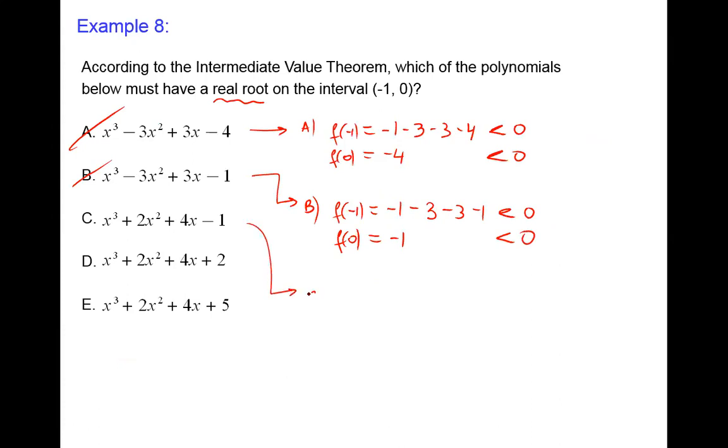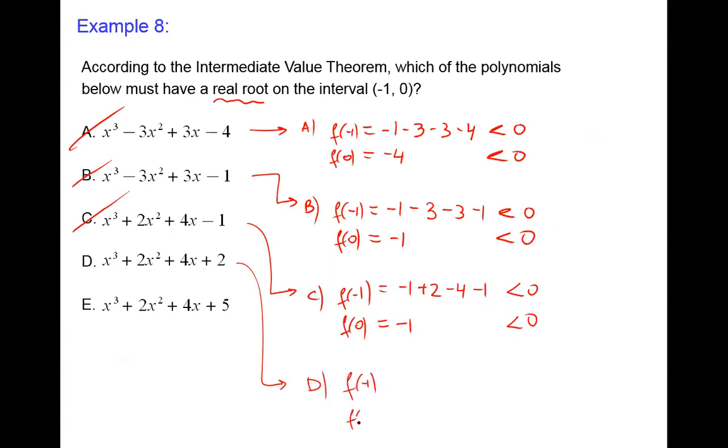Okay, let's check C. F of -1, f of 0. 0 is nice and easy. Okay, -1, +2, -4, -1. I think it's still negative. Oh no. Okay, let's check D.